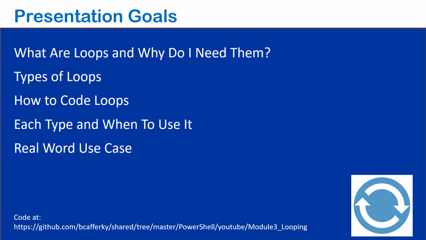So the presentation goals are going to be focused completely on the iterations called loops. We'll talk about what loops are and why we need them, what the types of loops are that are supported by PowerShell, and how do we code these loops? How do we actually write our own loops? And then we'll look a little bit more closely at each type and when we should be using each type of loop. And I'll then get a little more complex and do one sort of more real-world example of how we use looping constructs.